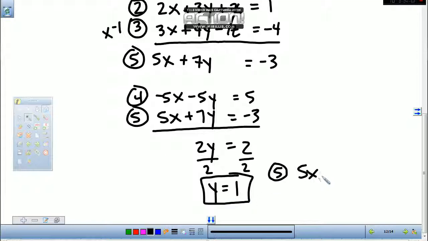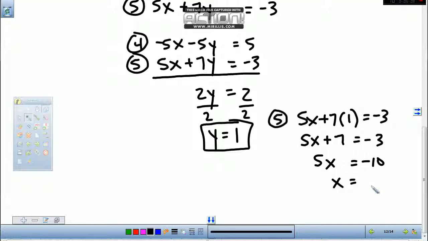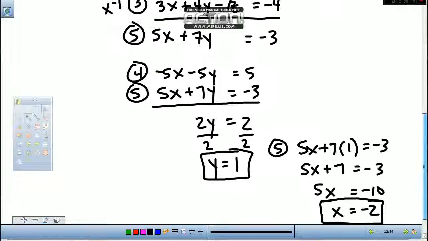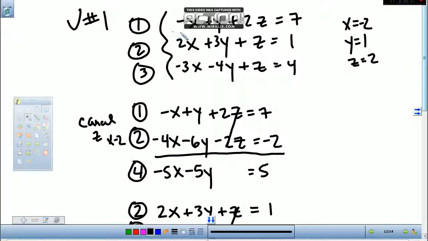So we have 5x plus, okay, good. All right. So 5x plus 7 equals negative 3. 5x equals negative 10. Okay, good. And then x is equal to negative 2. So now that we have two variables, we can substitute both in for one of the original equations. Let's go see which one we want. The first one? Yeah.